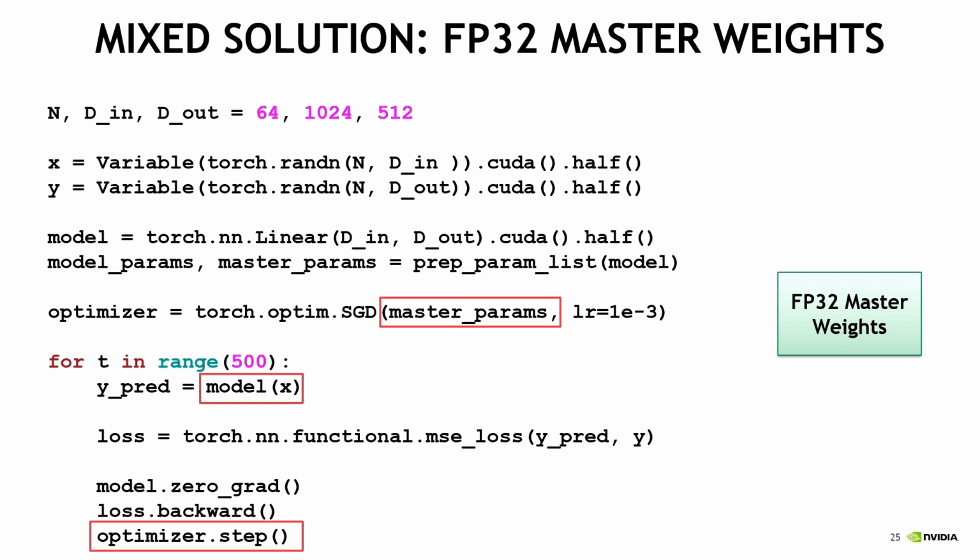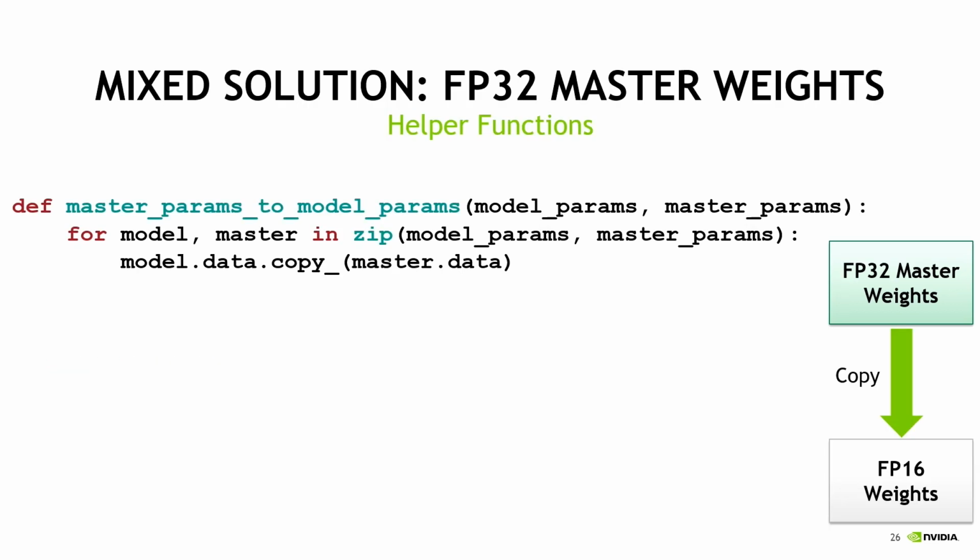This isn't complete, because now we have this master parameter that are the FP32 copies, and yet we're running the model that are the FP16 parameters, and we've never actually synced the two parameters together. So that's what we're going to do next. Again, a nice utility function. We're trying to keep these utility functions fairly concise to make converting your networks easier.